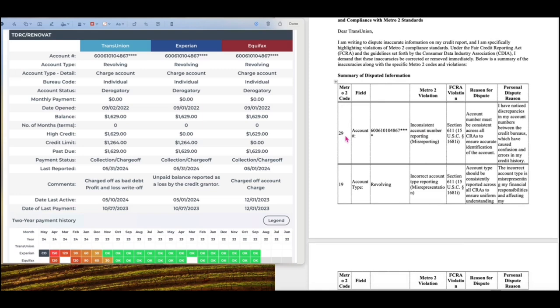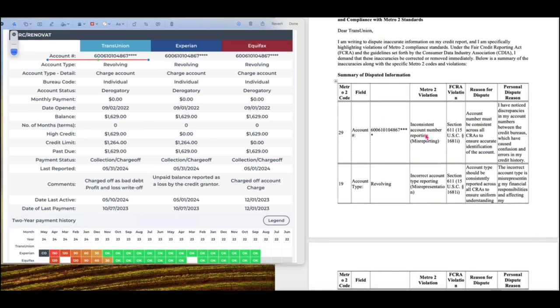So as you can see, the first field here is the account number. Let me see if I can draw a line. And keep in mind, I'm only doing TransUnion here. This is an isolated letter, so don't pay any mind to Equifax and Experian. To the right of your screen is the Metro 2 coding for this specific field, the account number field. The Metro 2 violation that I'm accusing them of is inconsistent account number reporting, and I'm saying that this is misreporting.